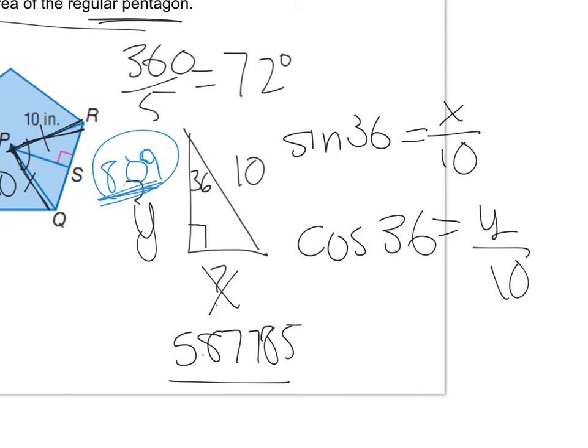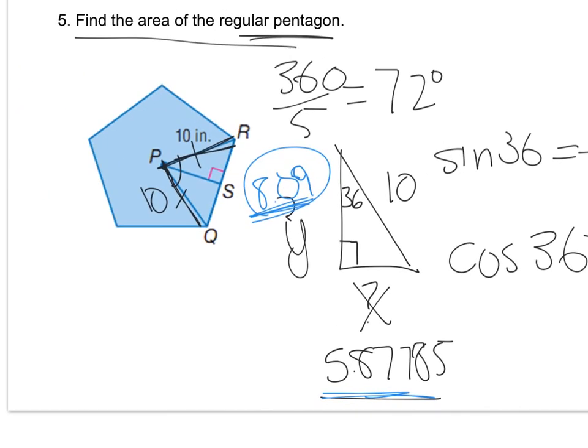So this is my apothem. This is the short side. If I multiply it by 2, that means this side becomes 11.7557. So I take the perimeter, 1, 2, 3, 4, 5. So I multiply that by 5. Multiply by the apothem, which is the 8.09, and divide by 2.